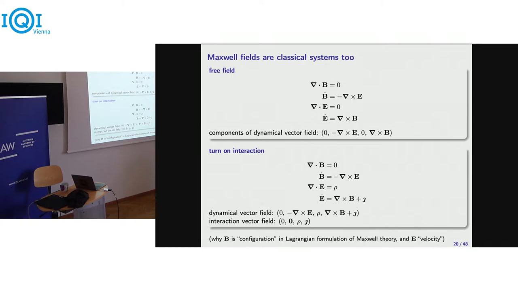Turning on an interaction for Maxwell fields, the only thing I can mean is throwing in some electric charges and moving them around. So that equation doesn't change. That equation doesn't change. The only thing that changes are these two equations. So this is exactly like V equals X dot, and this is exactly like V dot equals F.